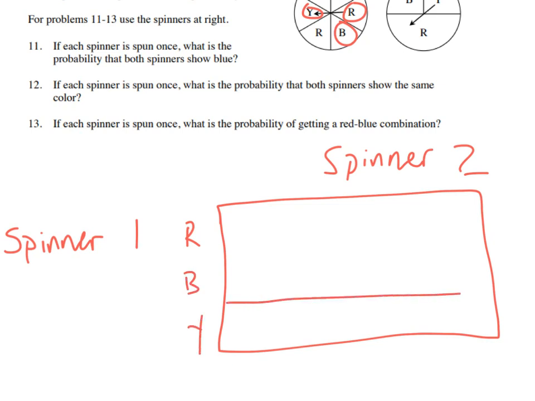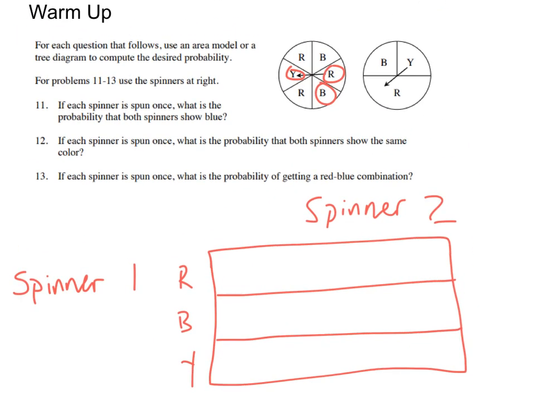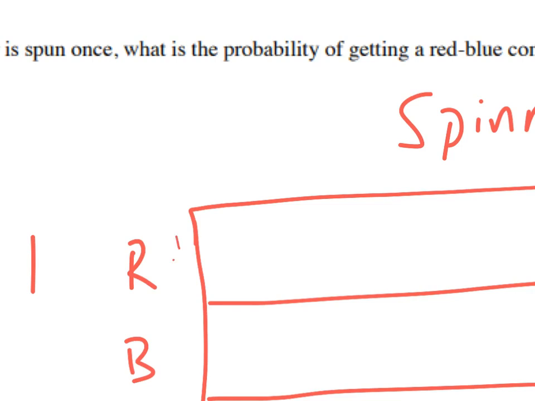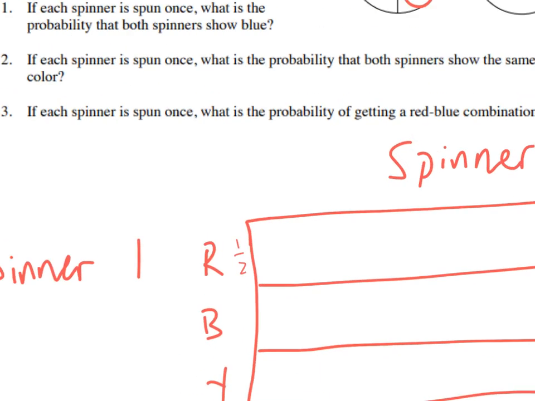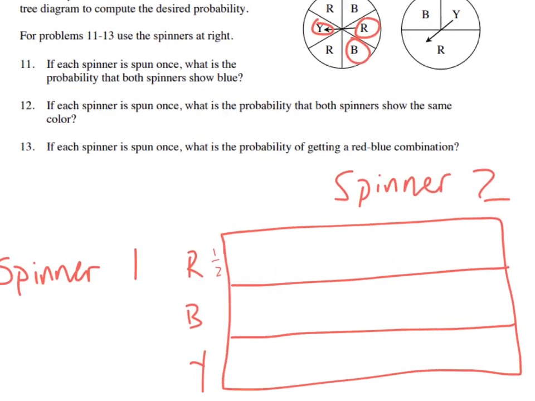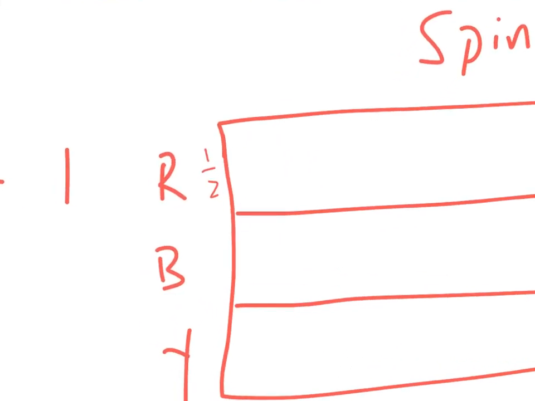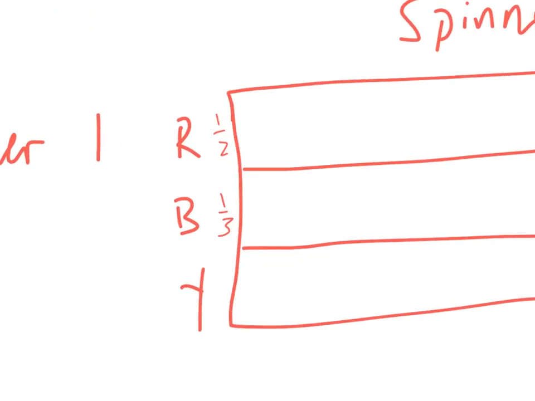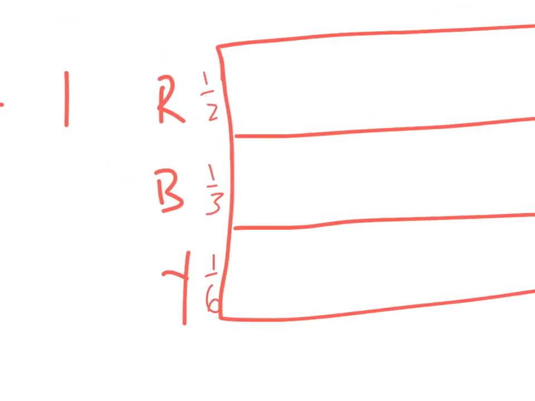I didn't really space this very well. And then I draw these 3 lines across. The probability of getting red, there are 3 R's there within the entire thing, so 3 out of 6 is the same thing as 1/2. The probability of getting blue is 2 out of 6, or 1/3. The probability of getting a yellow is 1 out of 6.